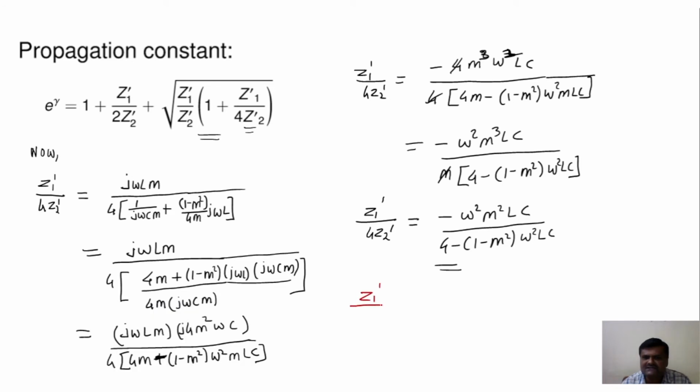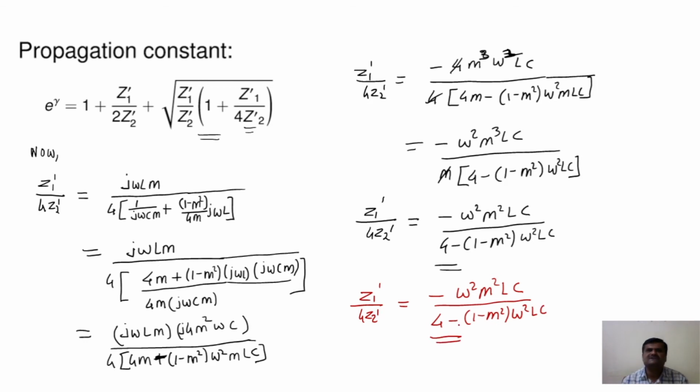It is an important formula, required for the next part also. Because of that I am highlighting this formula. So this is z1 dash by 4 z2 dash.